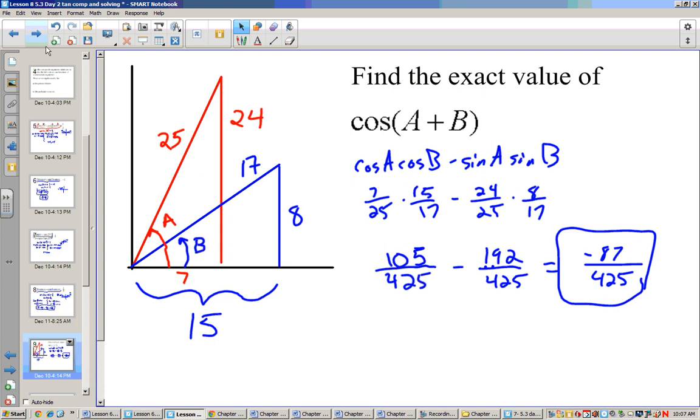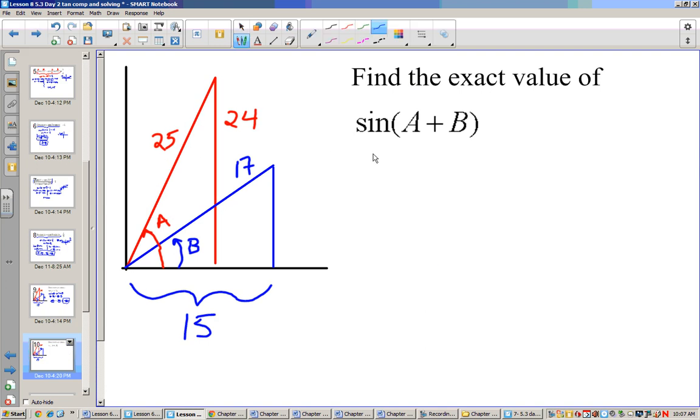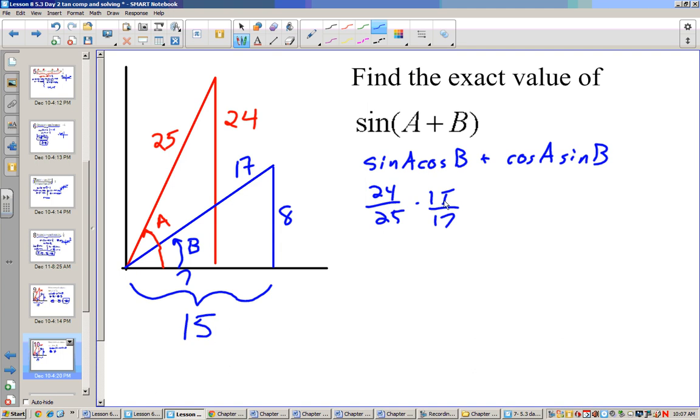Let's try one more like this. Sine of a plus b, we have to expand: sine of a cosine b plus cosine of a sine b. So I'll fill in my values again. Sine of a is 24/25. Cosine of b is 15/17. Cosine of a is 7/25. And the sine of a is 24/25. And it's nice that we're using the same thing so we don't have to think about the numbers as much.